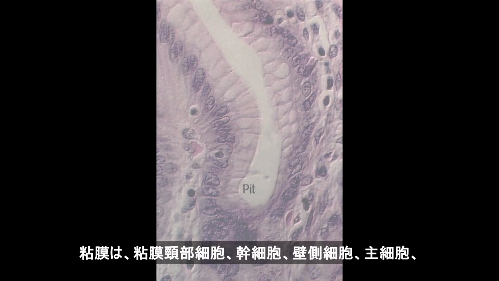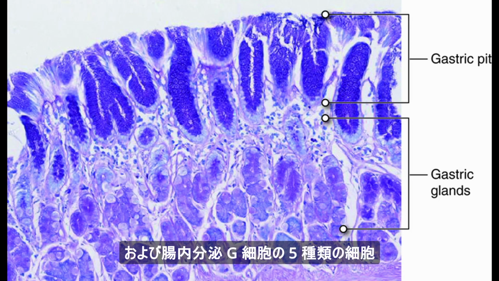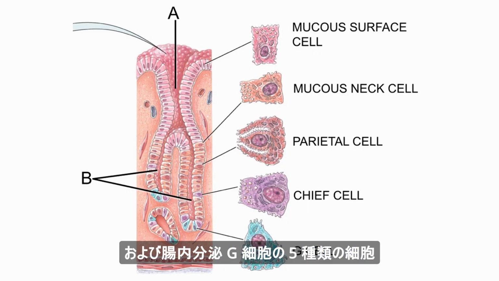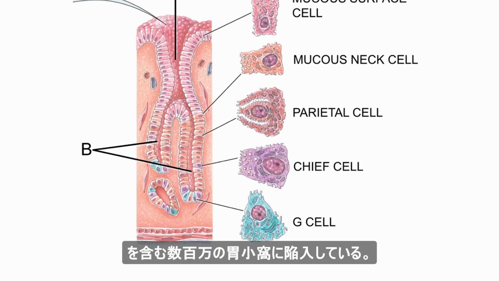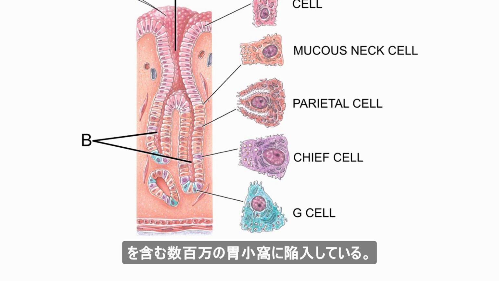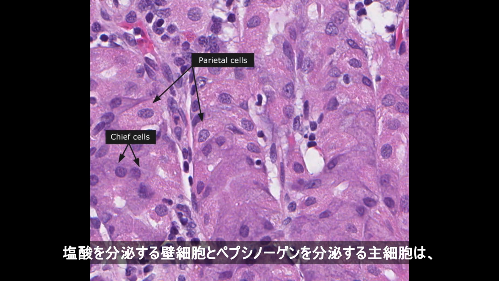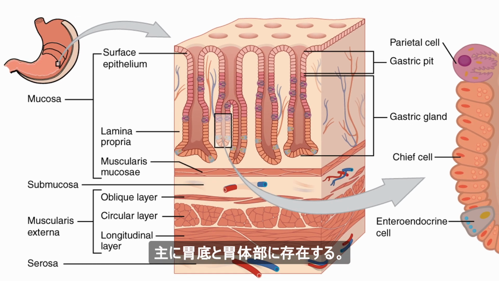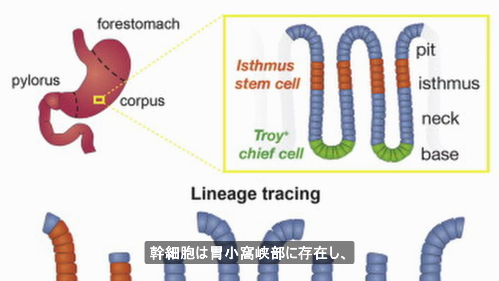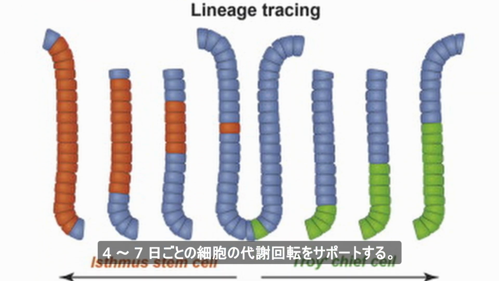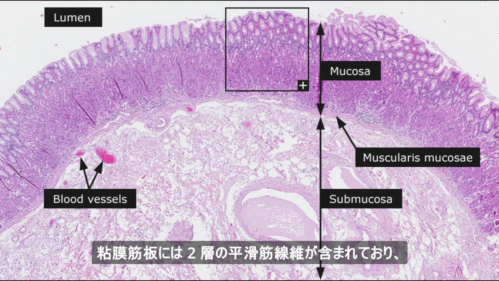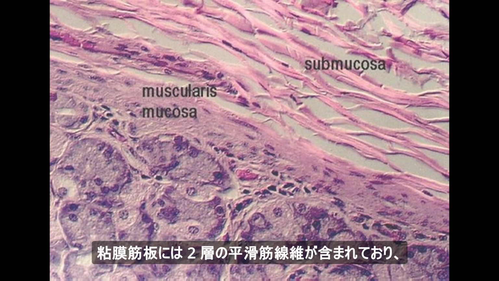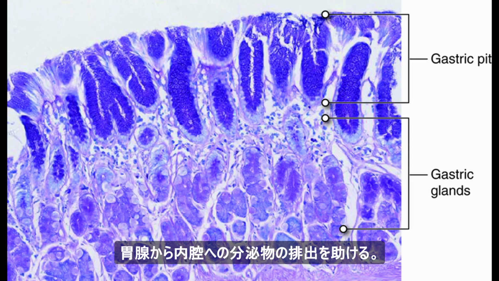The mucosa invaginates into millions of gastric pits that contain 5 types of cells: mucous neck cells, stem cells, parietal cells, chief cells, and endocrine G cells. Parietal cells, which secrete hydrochloric acid, and chief cells, which secrete pepsinogen, are mainly found in the fundus and body of the stomach. Stem cells are found in the isthmus of gastric pits and support cell turnover every 4 to 7 days. The muscularis mucosa contains 2 layers of smooth muscle fibers, which help to expel secretions from the gastric glands into the lumen.